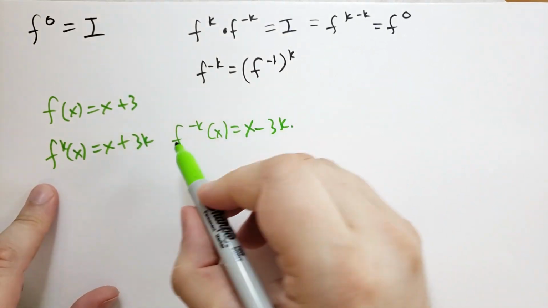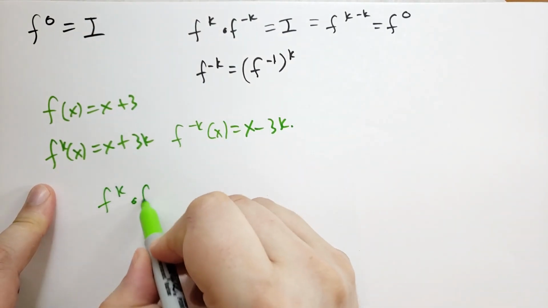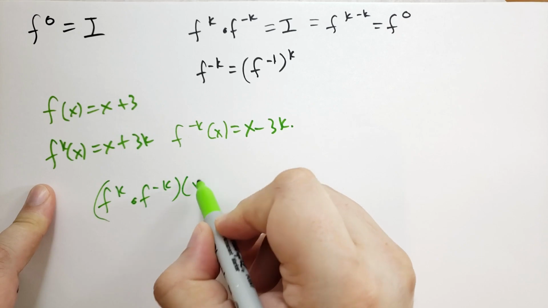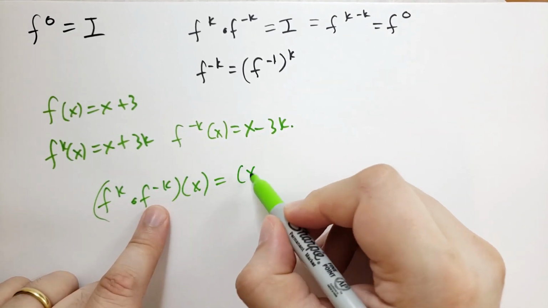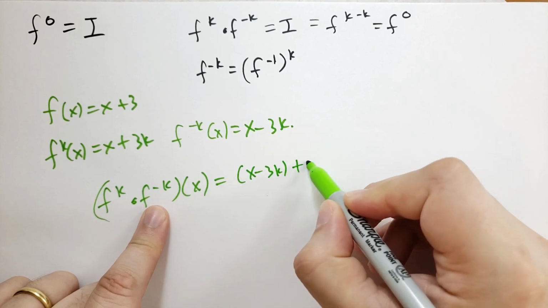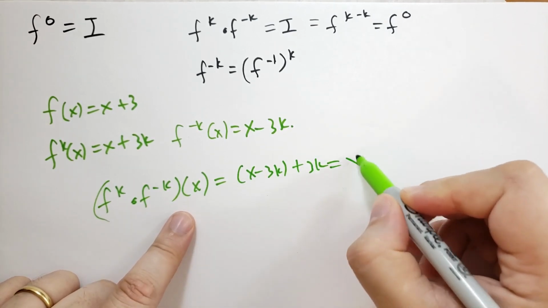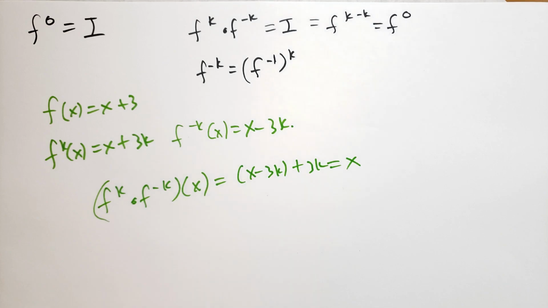And you notice that when we put these together, f to the k composed with f to the minus k, when you put in x, we're going to get x minus 3k plus 3k, and the 3k's will cancel, so we just get back x, which indeed works.